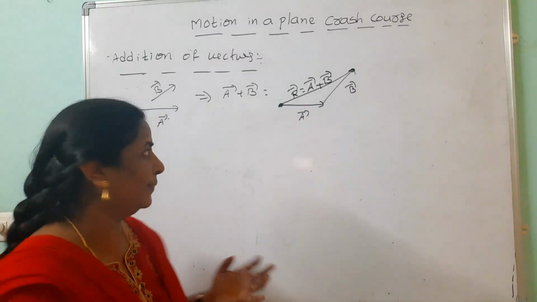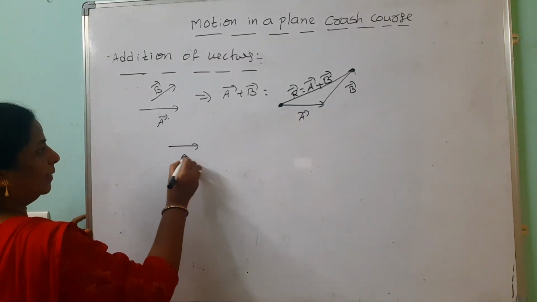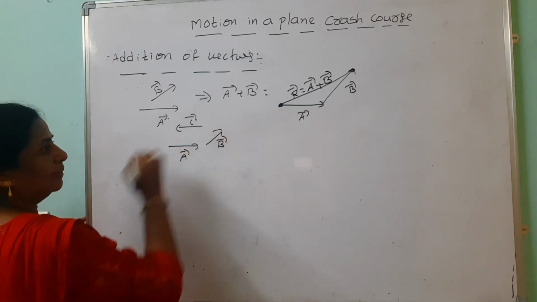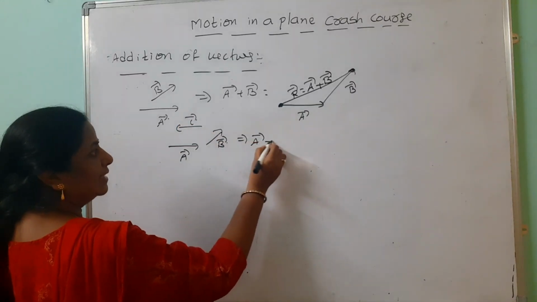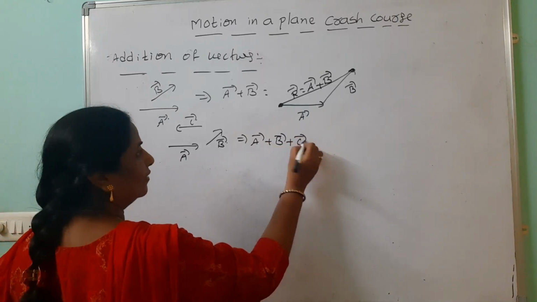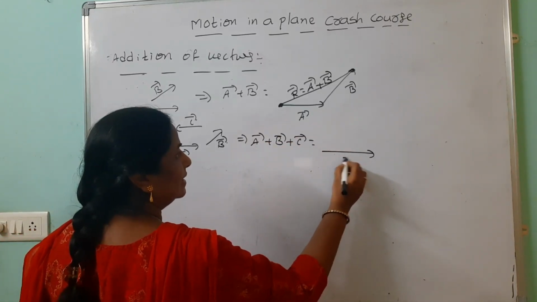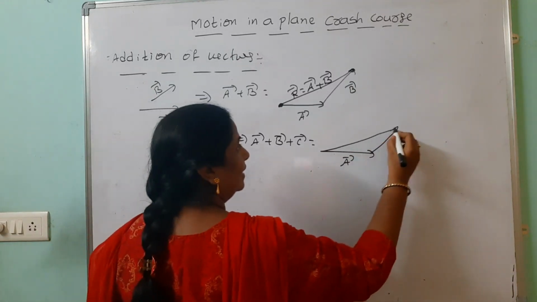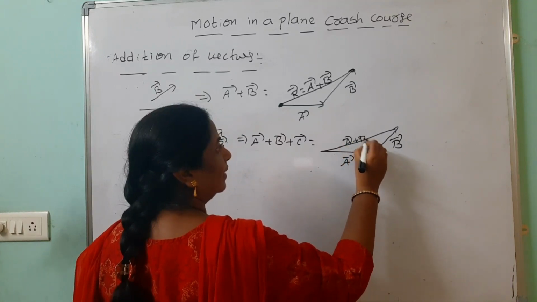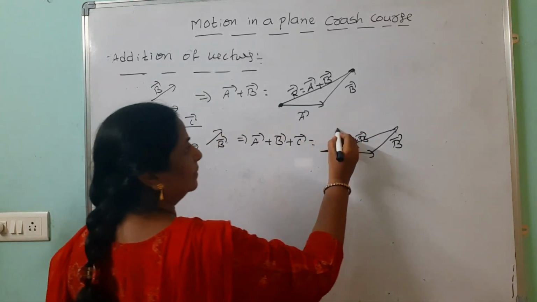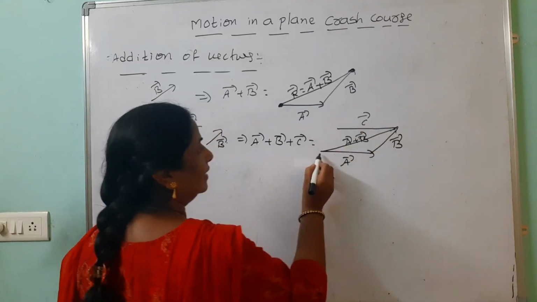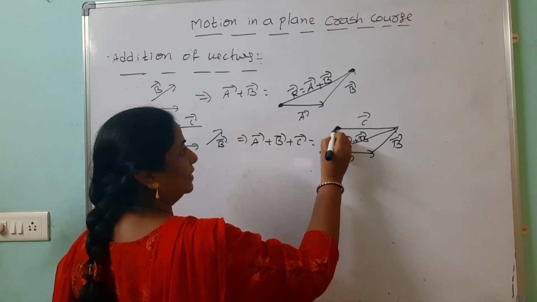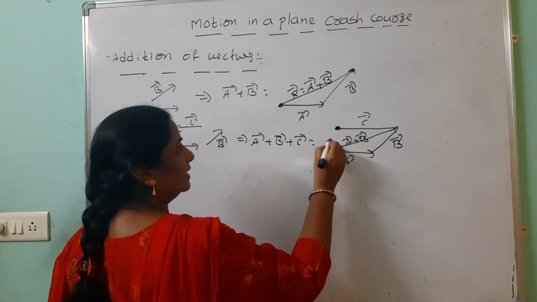Suppose three vectors are there. Look, this is the A bar, this is the B bar, this is the C bar. How to add A bar plus B bar plus C bar? Just take the parallel of all these three vectors. This is the A bar, this is the B bar, so this is giving A bar plus B bar. Now you can take the parallel of C bar. This is the C bar. Then you should join the initial point of the first vector to the final position of the last vector, and this is the direction.